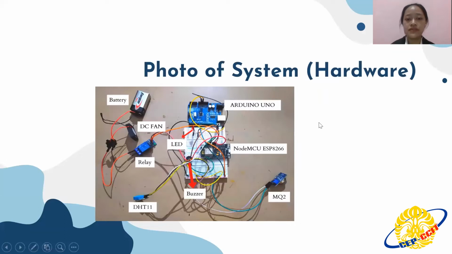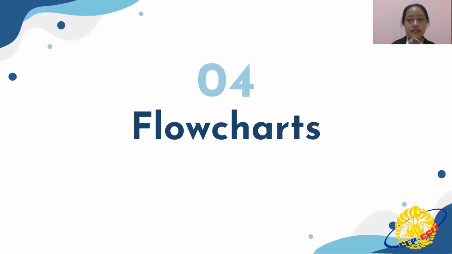So this is the real photo of the system of our hardware. There's Arduino Uno, NodeMCU, MQ2 sensors, DHT11 sensors, buzzer, and also LED, DC fan, battery, and relay. Next is the flowchart, and my friend Ardi will explain the flowchart.